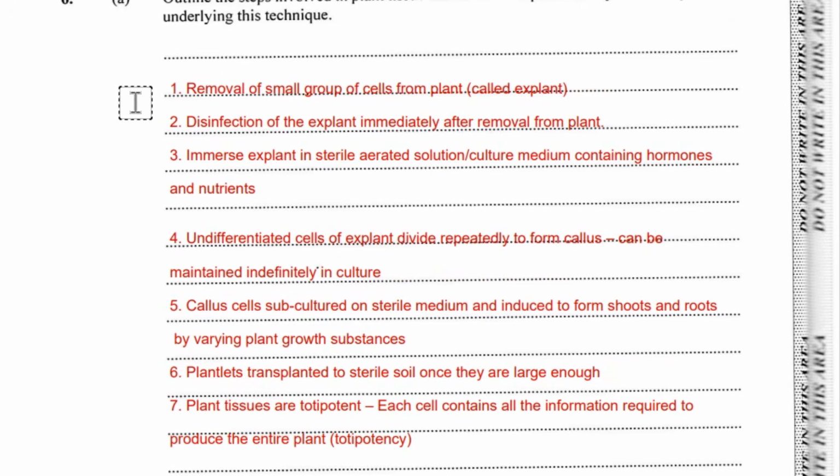So first thing that's going to happen is that a small group of cells from the plant is going to get removed, and this is called an explant. And why just a small group of cells? This is because each cell actually contains all of the information required to produce the entire plant. These are called totipotent cells. Totipotency comes from the Latin totus, which means whole, and potent, which means strong. So it means that each cell is strong enough to develop into an entire plant, which is kind of amazing.